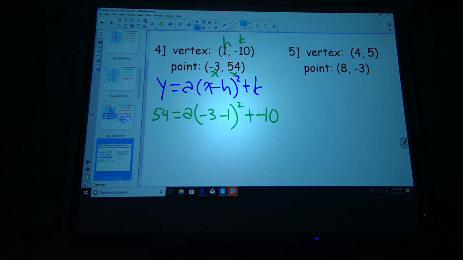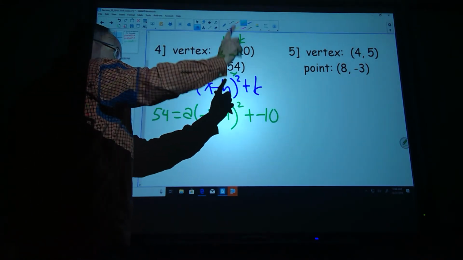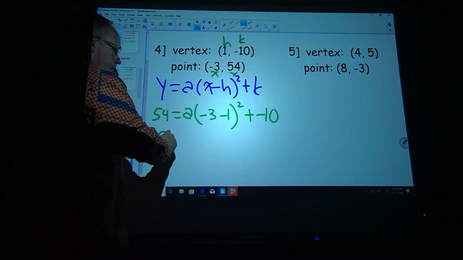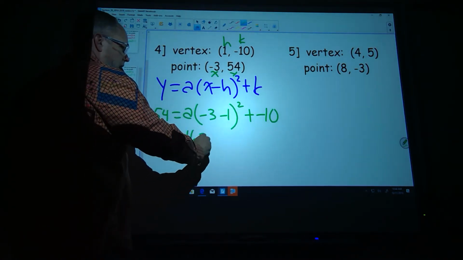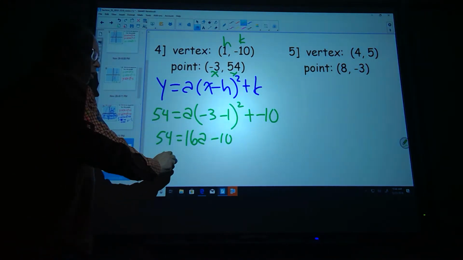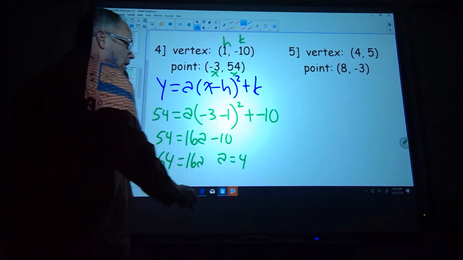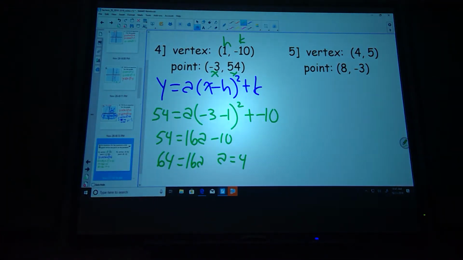Yeah, now you do the math. Just arithmetic. So that's −4, right? So that's positive 16. So I get 16a − 10. Add 10 to both sides, so that's now going to be 64 = 16a. So A has to equal 4. Did I do that right? 64 over 16 is 4? I hope.